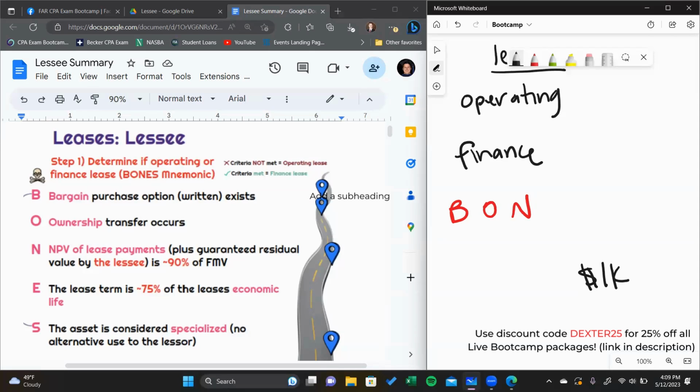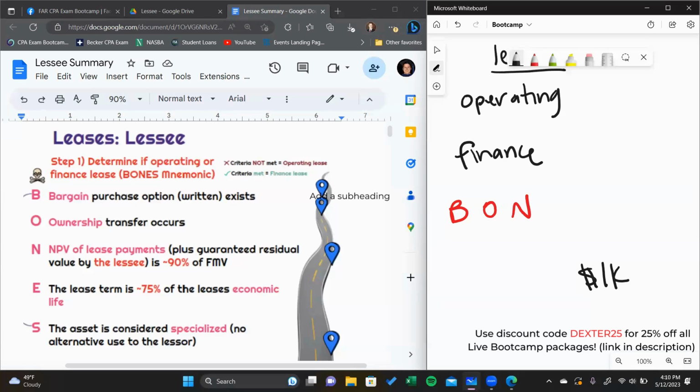Now, you can either guarantee it or a third party can guarantee it. If you are guaranteeing the residual value, then we would want to include that in the present value of lease payments. Because essentially, you're committing to paying another potential lease payment if the value for whatever reason is below the residual amount that you've guaranteed. Now, if a third party guarantees the residual value, then we don't want to add that in because that has no ramifications for the lessee.